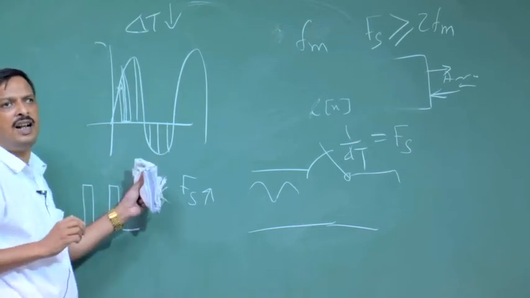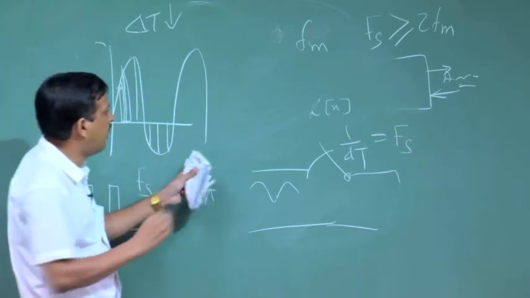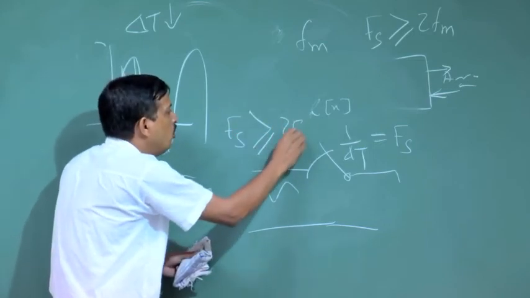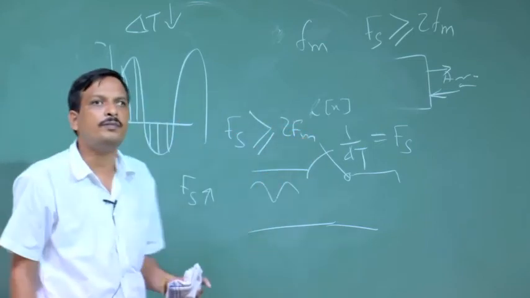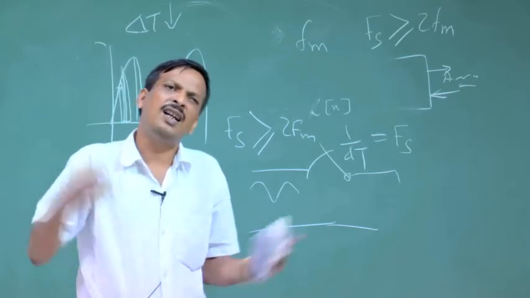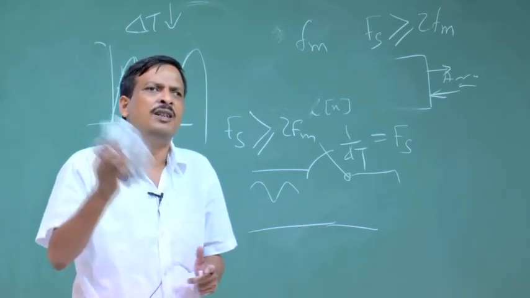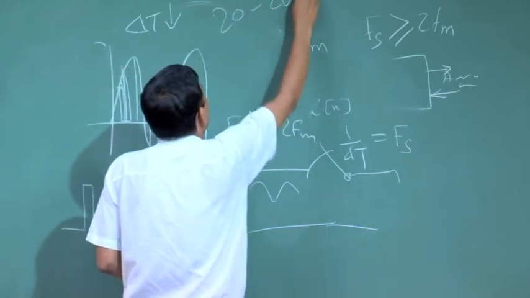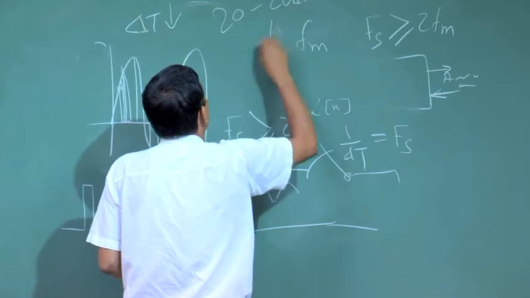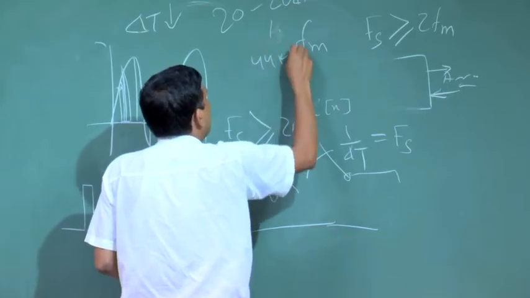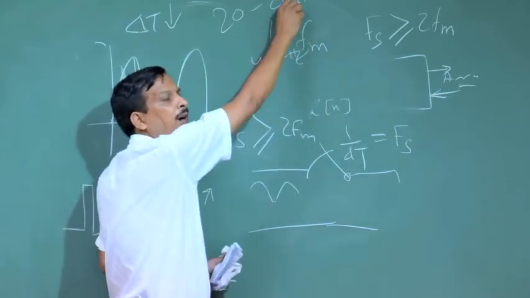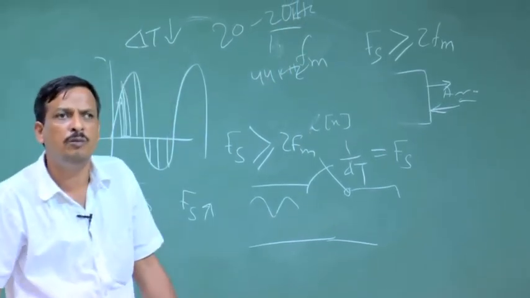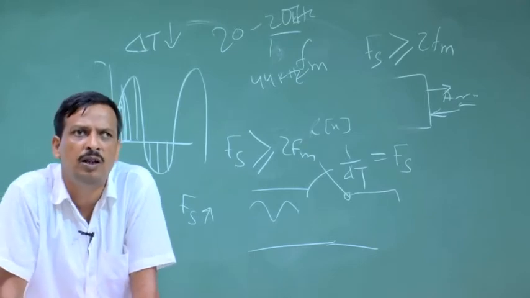Okay. But the rule is that Fs must be greater than or equal to 2 Fm. But I can take any sampling frequency. Human speech has a range of 20 hertz to 20 kilohertz. I can take the sampling frequency, let us say 44 kilohertz, which is much above 2 times 20 kilohertz, that is 40 kilohertz. I have taken 44 kilohertz.